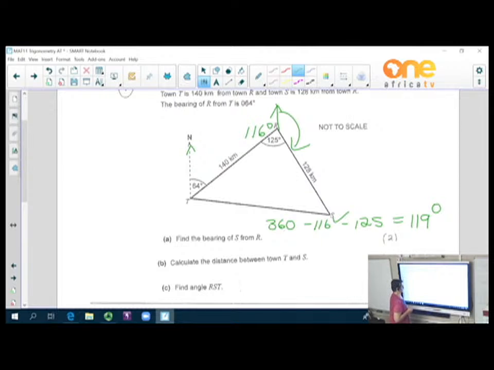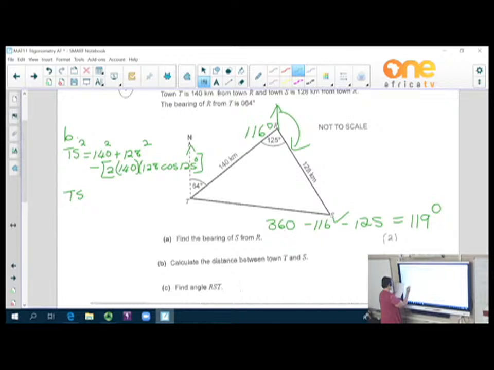Then calculate the distance between T and S. Which formula will I use? Third side, so it's again the cosine rule. So number B is now going to be TS squared, which is then equal to 140 squared plus 128 squared minus, in brackets, 2. Look at the minus there, 140 times 128 cosine 125 degrees, the included angle there.